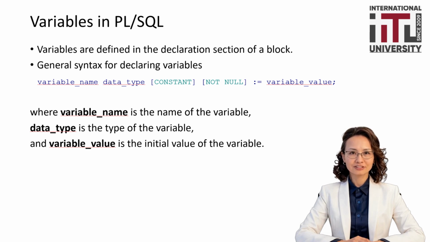Here is the general syntax. First, we write the variable name, then specify its data type. Optionally, we can add keywords like constant or not null. Finally, we assign an initial value using the assignment operator. So, the variable name identifies the variable, the data type defines what kind of data it stores, and the value sets its starting value. This structure helps us write clear and well-organized PLSQL code.